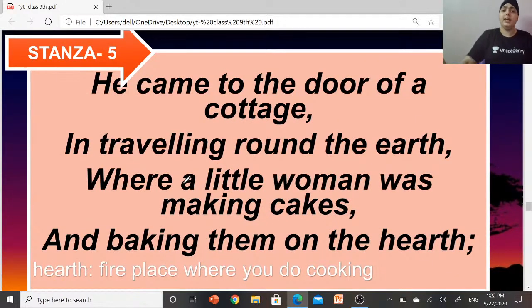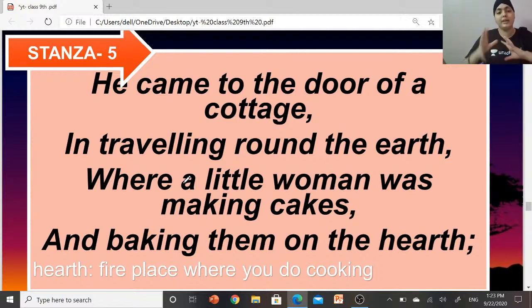Stanza number 5. He came to the door of a cottage in traveling round the earth, where a little woman was baking cakes and baking them on the earth. Okay, so now what happened over here is he came to the door of a cottage, and while wandering around like this he reaches the door of a cottage. A cottage, I hope you know, is like a hut. While traveling around the earth, preaching to everyone, he reaches a cottage where there was a little woman, meaning a little short-heighted woman, and she was actually making cakes.